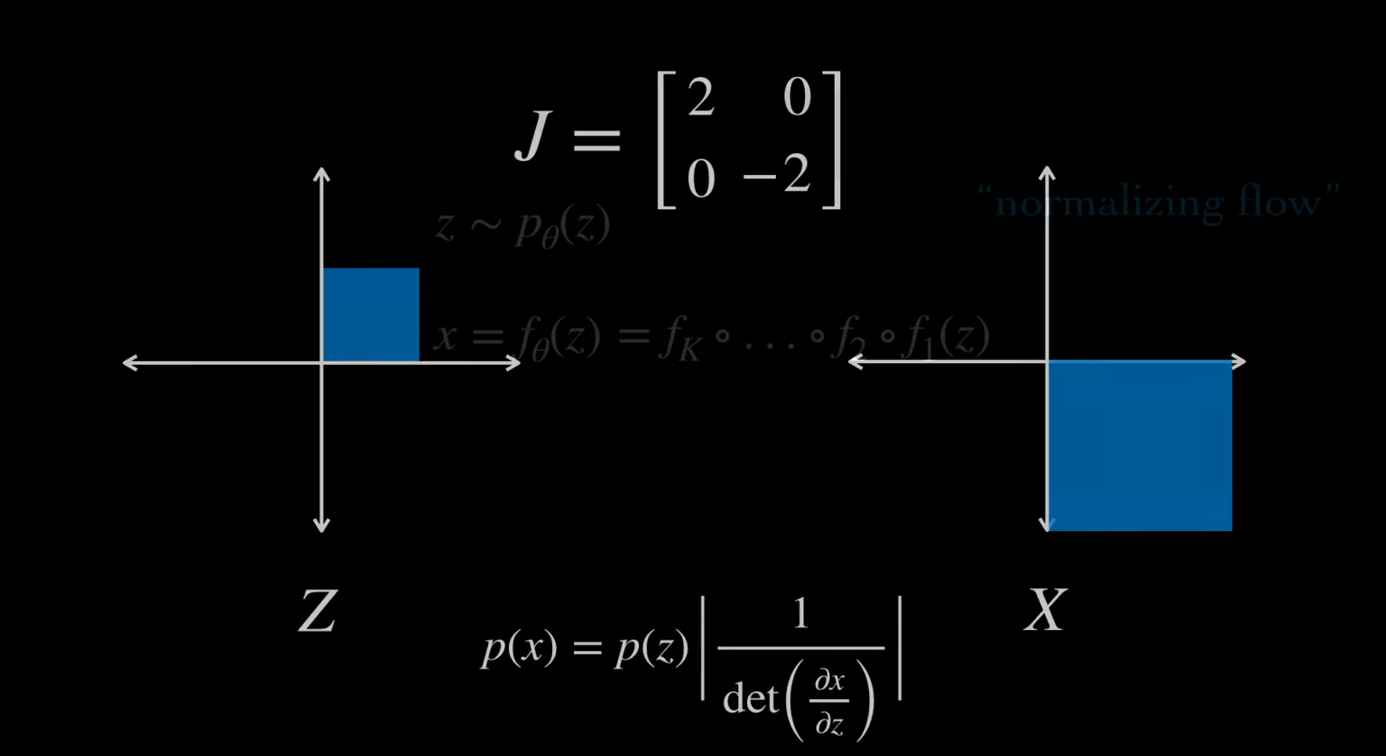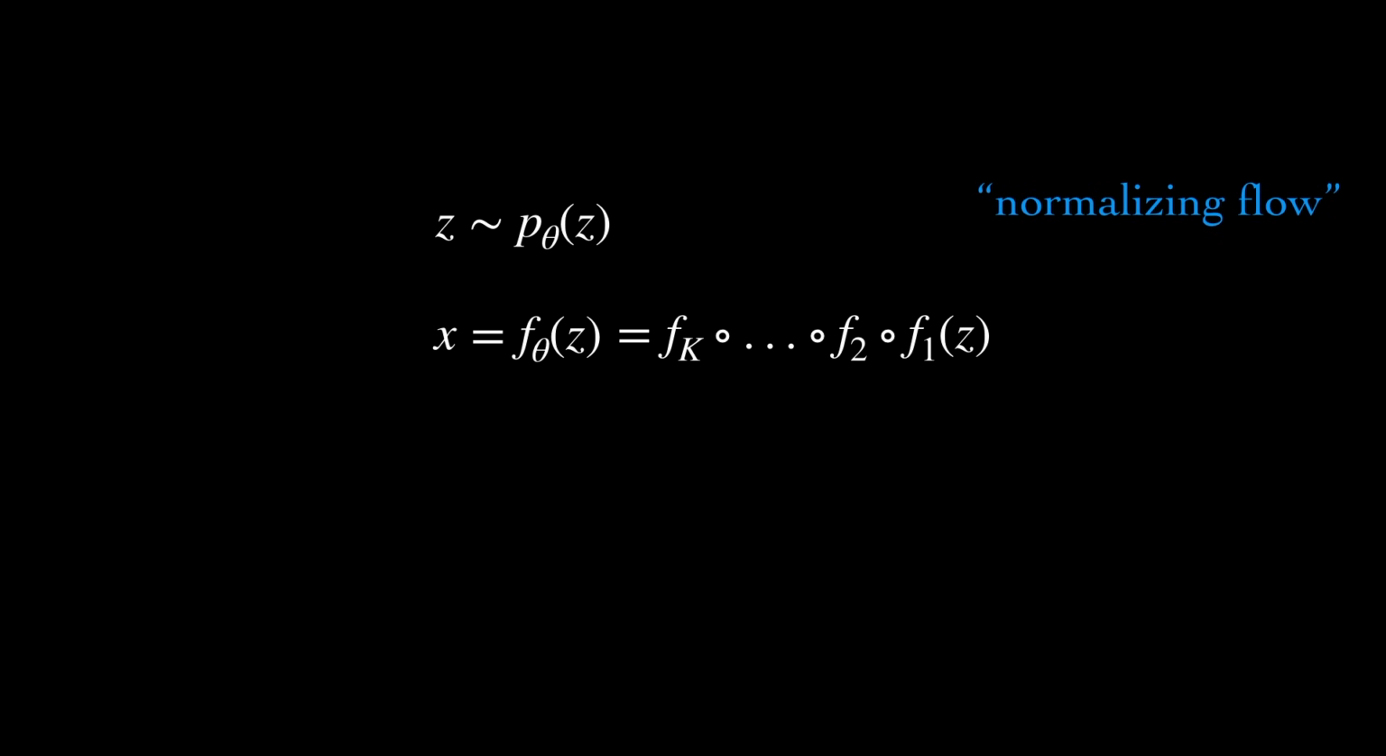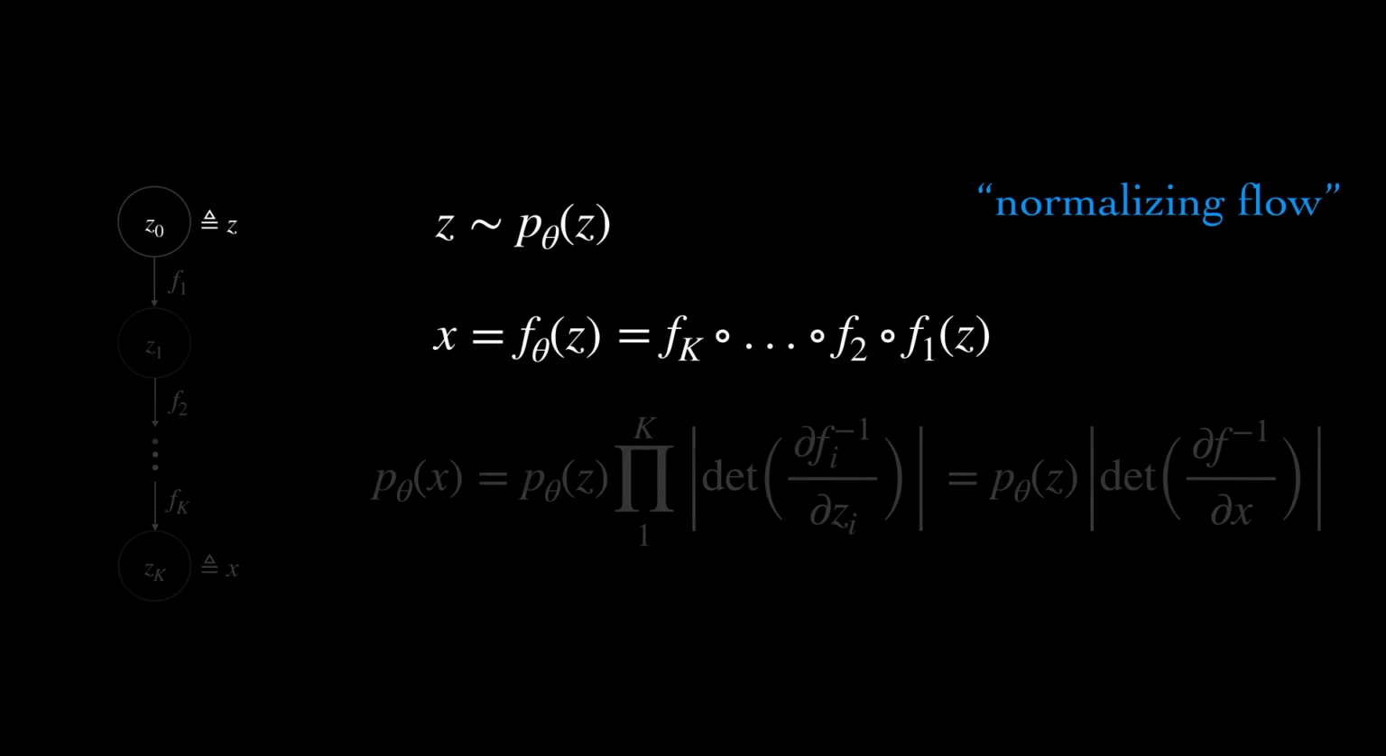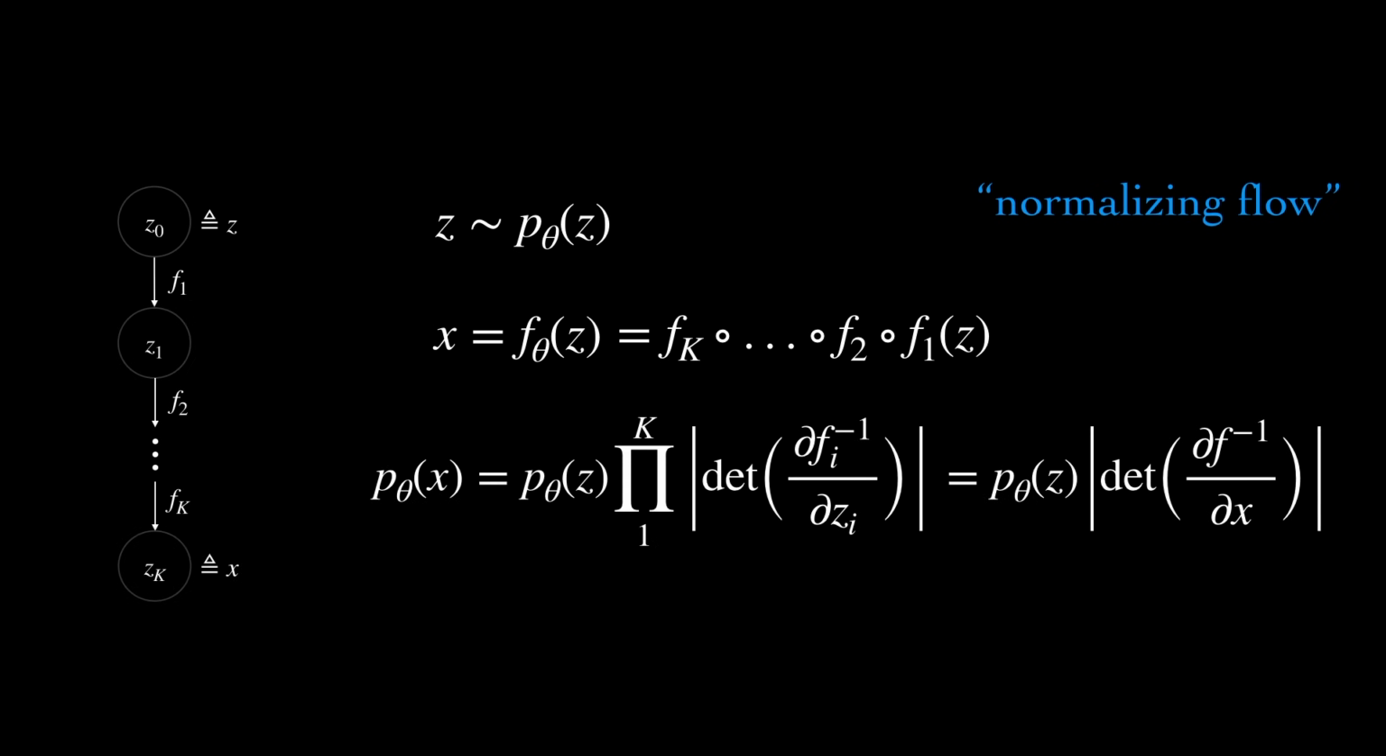So we call our sequence of bijective transformations a normalizing flow. After z is initially sampled, it flows through this sequence, with its density function being renormalized at each step to ensure it remains valid.